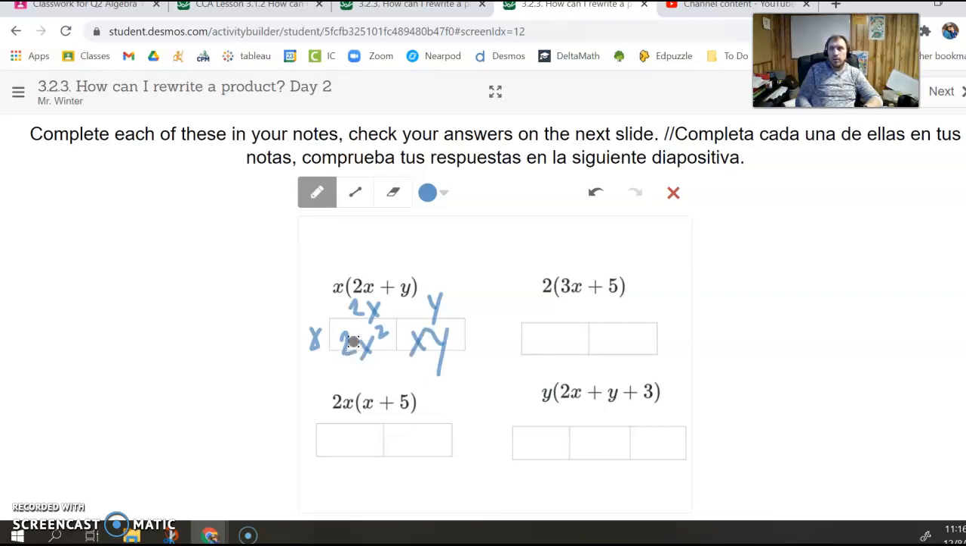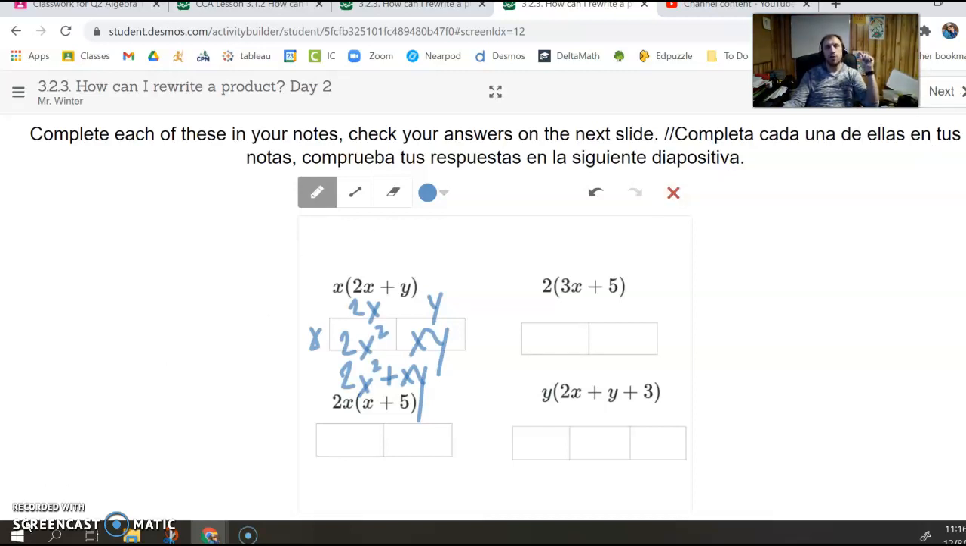So neither of these have the same variable. This is x squared, this is xy. So we write it as 2x squared plus xy. Try out the other 3 and then take a look at the next screen for your answers.